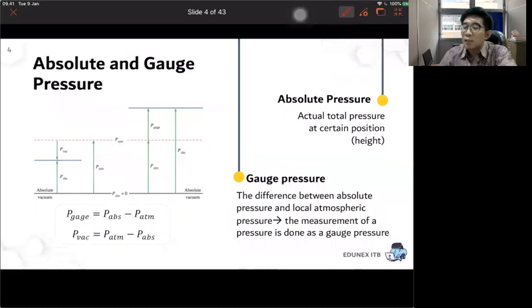Okay, related to pressure, we can classify it as absolute pressure and gauge pressure. Absolute pressure represents the total actual pressure of the system at a certain position. So the absolute pressure will be the actual total pressure of the system at a certain position and height.